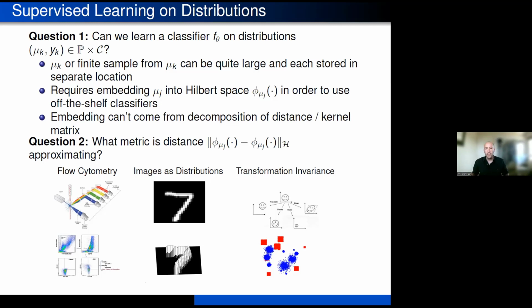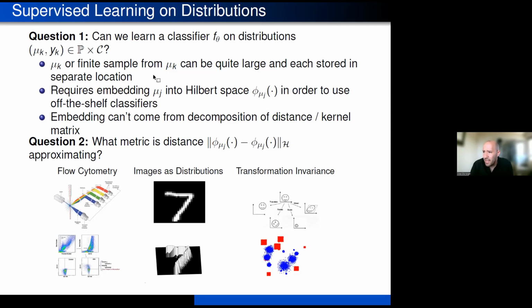Okay, so the question that we were interested in talking about is a little different than your standard supervised learning problem. Normally for supervised learning, you think about trying to build a classifier where your points come from some vector space. I want to instead think about the problem of trying to build classifiers on distributions or on point clouds that are sampled from those distributions, okay? So that's basically the issue that we're considering here: you have mu k, some probability distribution, or some finite sample from it.